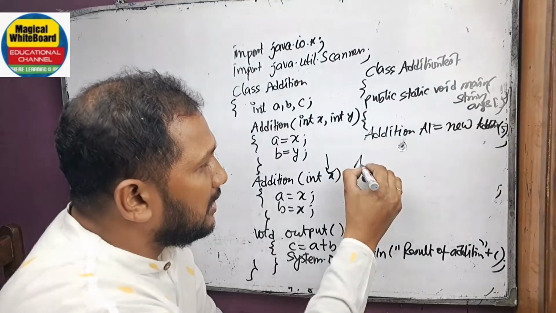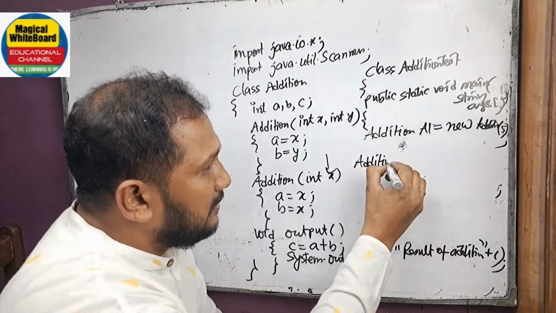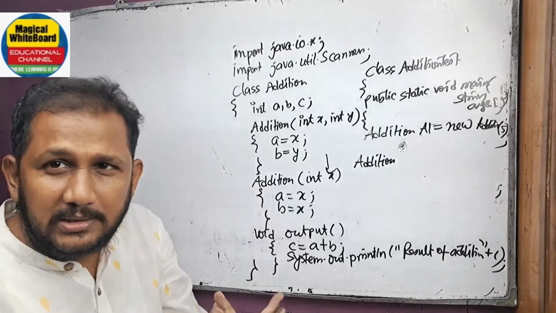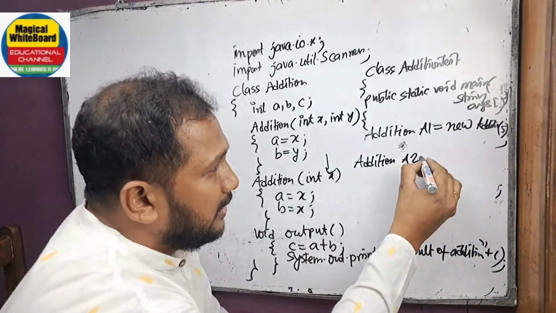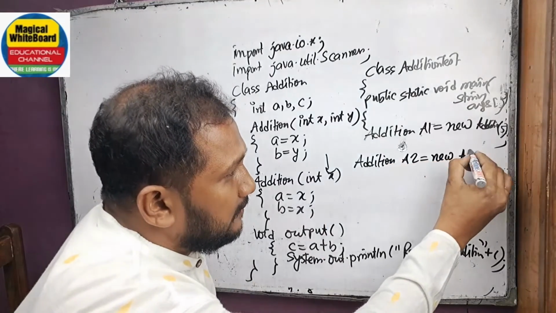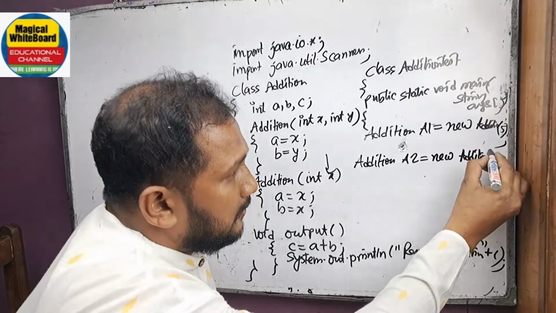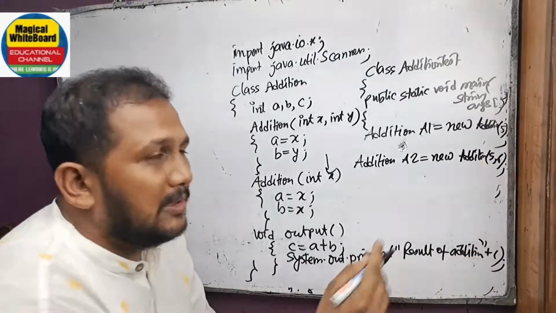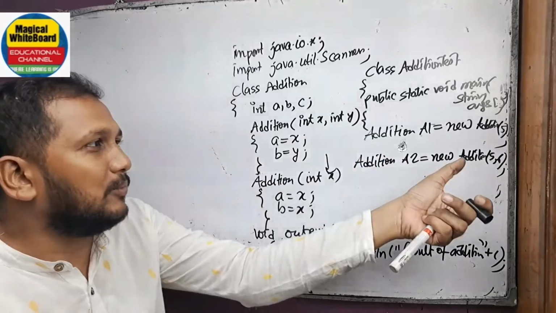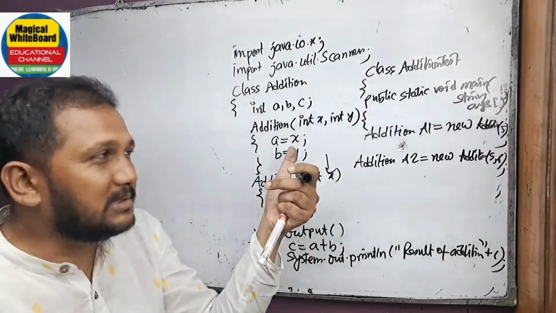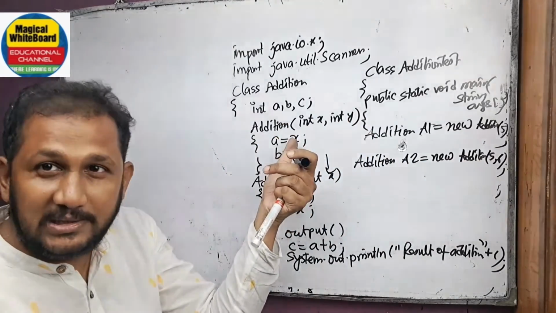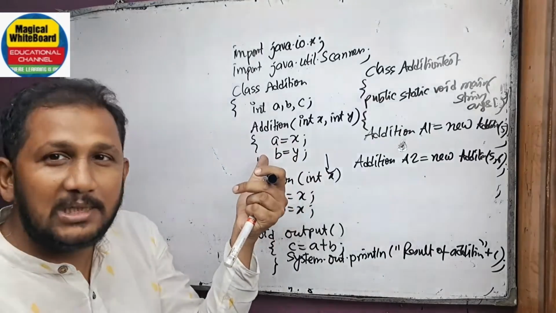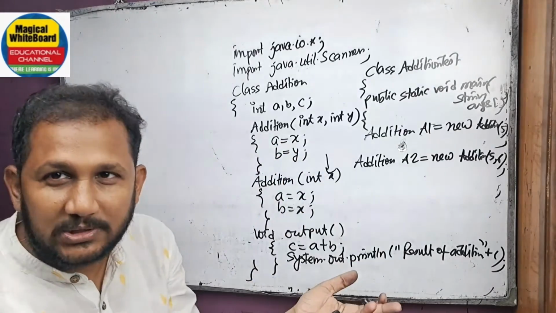Now suppose another object is created. Suppose Addition a2 equal to new Addition(5, 6). Then 5 is transferred to x and 6 is transferred to y. I mean x is initialized to a and y is initialized to b. So this is a two argument constructor.